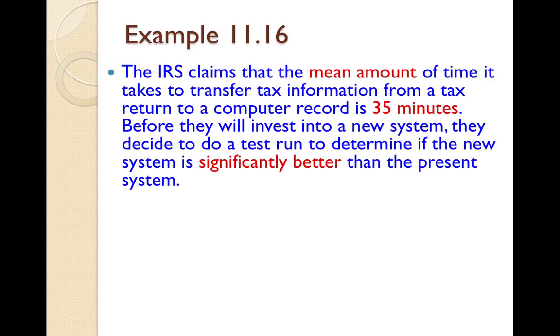So we have a present system that transfers tax information in a mean of 35 minutes. That's what the existing system can do. The new system, the claim is that it's significantly better than 35 minutes. Significantly better than the present system, so significantly better than 35 minutes. What does significantly better mean in terms of computer information?